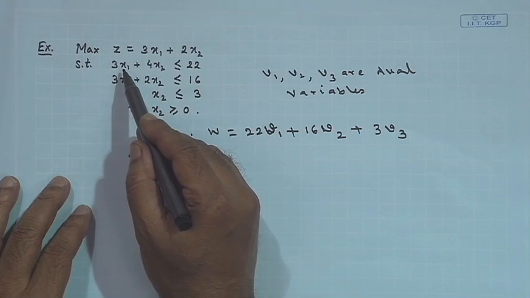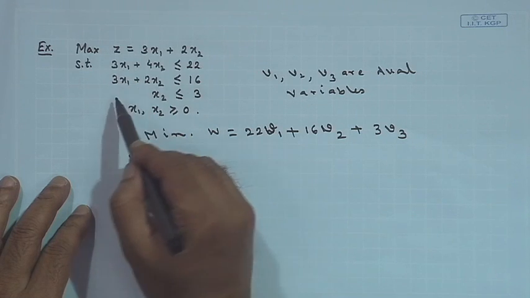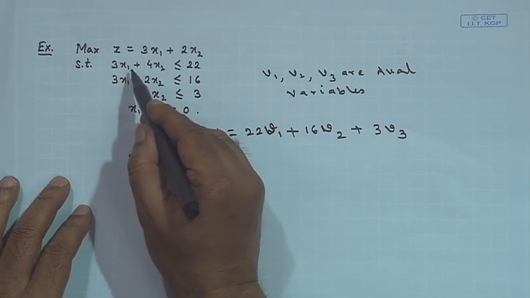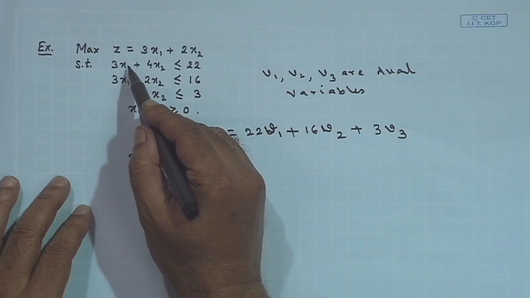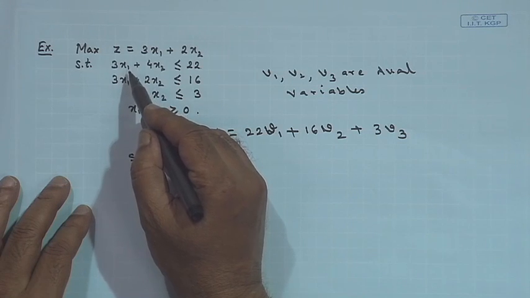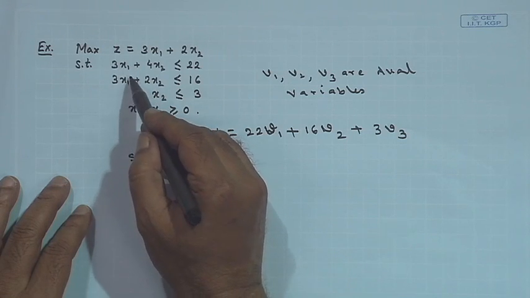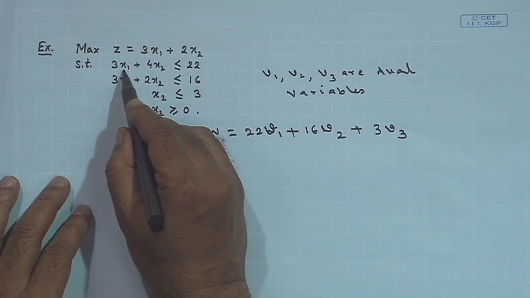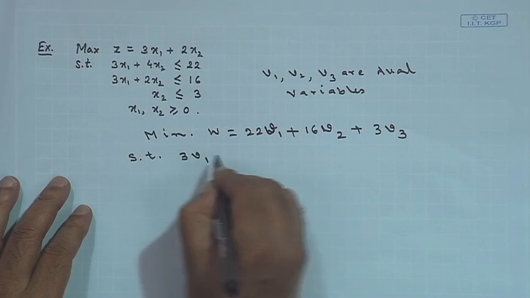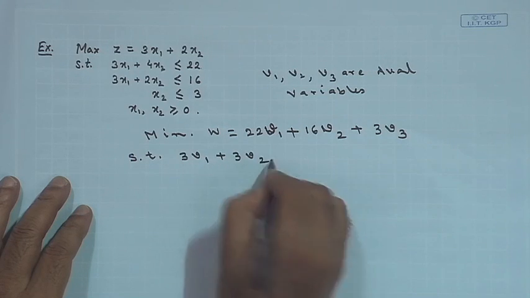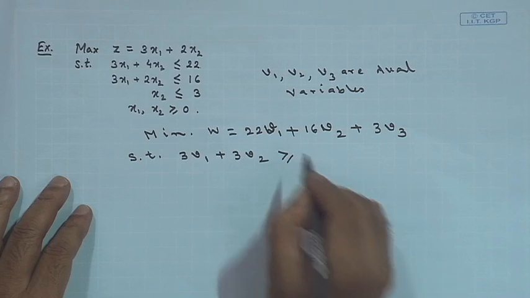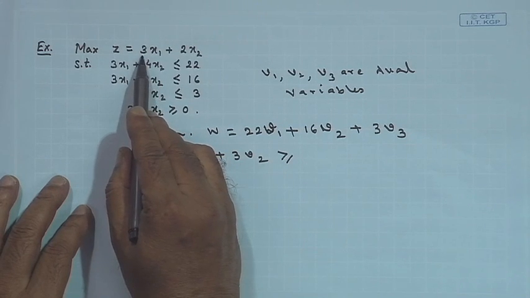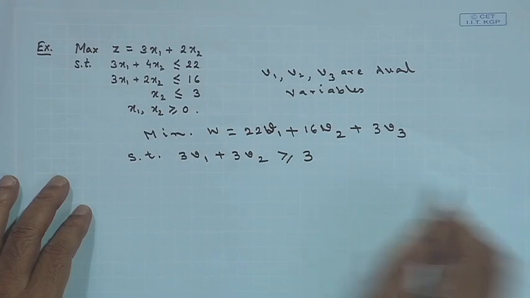So, I have to write down 3 V1 plus 3 V2, but for x1 nothing is there in the third constraint. So basically, you are writing the coefficients of the variable x1 in each constraint and associating them with the variables V1, V2 like this. So, for the first one it will be subject to 3 V1 plus 3 V2 greater than or equal to the value of cj. Here, the one corresponding to the x1 variable is 3. So, here it will be 3.